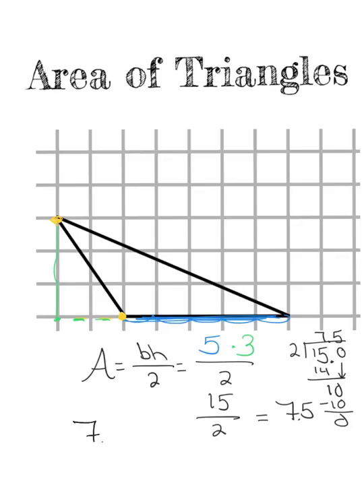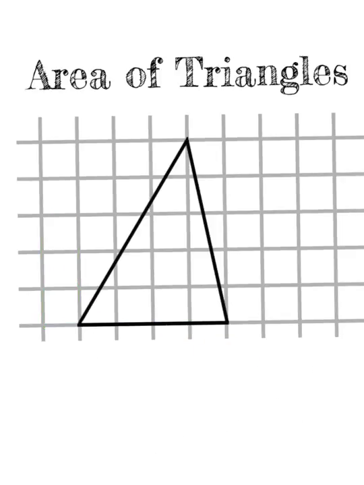So this would be 7.5 units squared. Let's not forget our labels. Let's take a look at one more triangle that may come up on your test. This is an acute triangle because all the angles are acute.